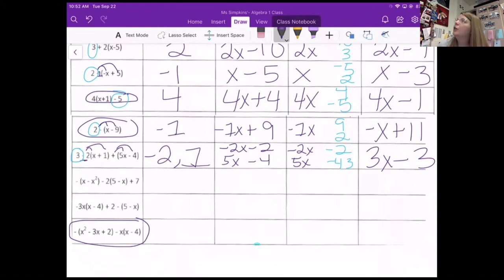So make sure that you're not forgetting about all of the stuff that's not inside the parentheses, because we do have to include those in the combining like terms step if you haven't already.